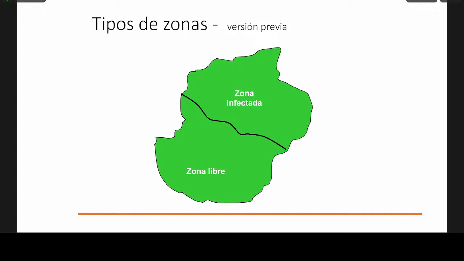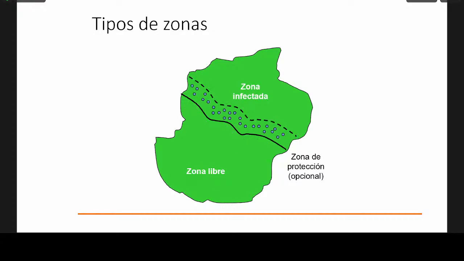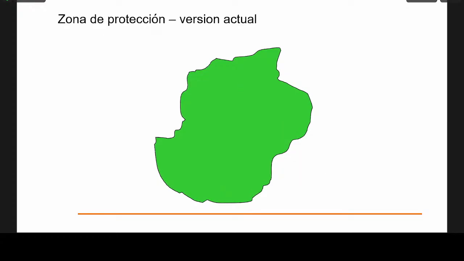So in our prior version, before the adoption of these protection and containment zone criteria, when there was a protection zone that had been established within a free zone or country, and then we had an outbreak within that protection zone, the rest of the country lost this status. If we established this protection zone outside of the free zone or free country, and then we had outbreaks in this protection zone, then the status was kept for these areas or countries.